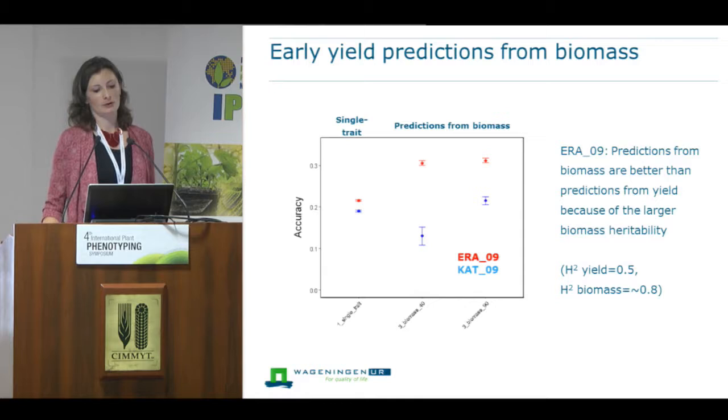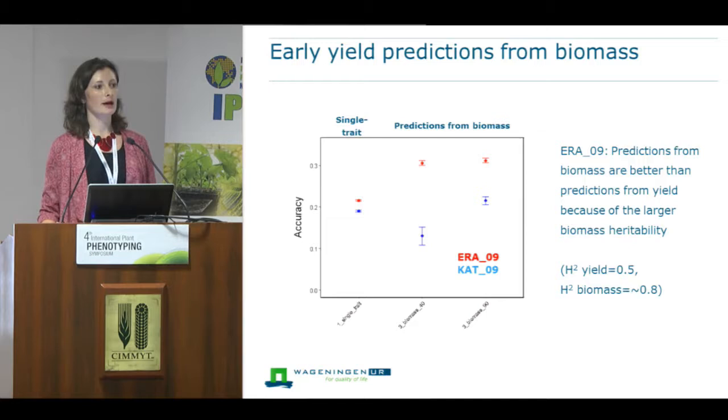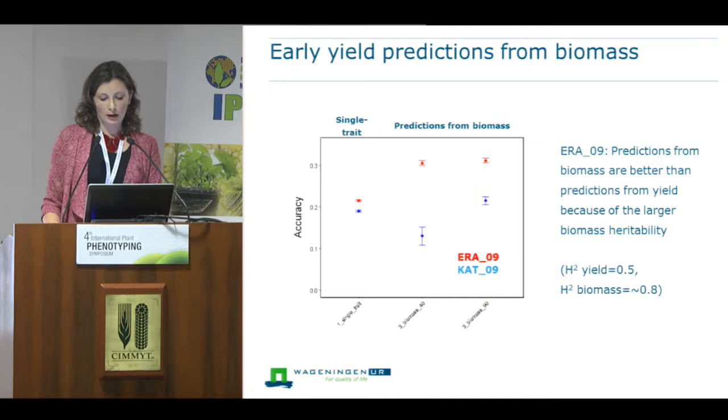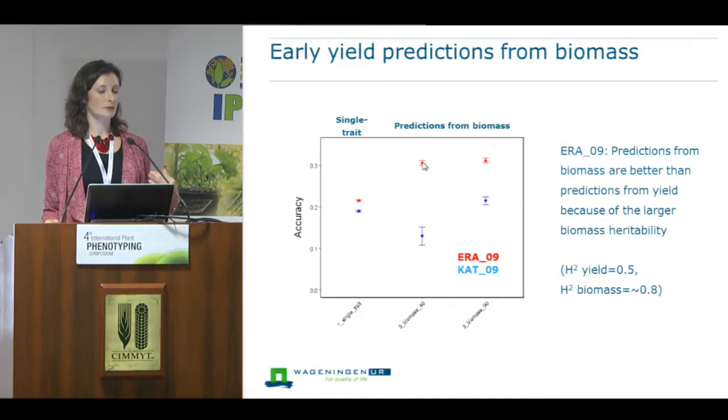For the second question about whether we can predict yield at the end of the growing season from biomass measured early in the growing season, the results are consistent with the previous slide. So for the environment in which biomass is correlated to yield, we can even start at 40 days after sowing to generate yield predictions. And these predictions are even better than, it sounds a bit contradictory, predicting yield from yield. You say, why is this?